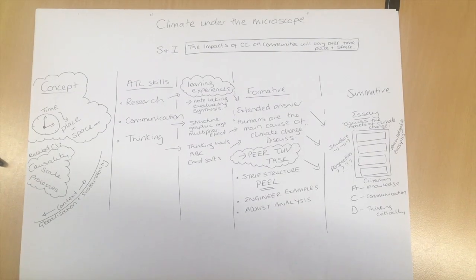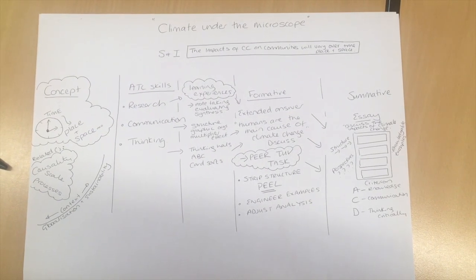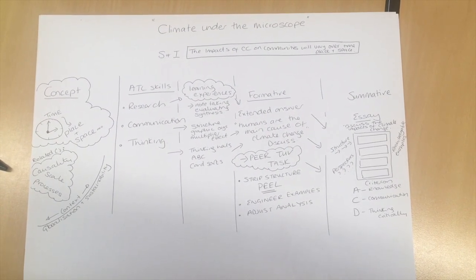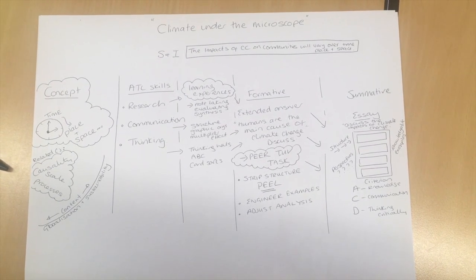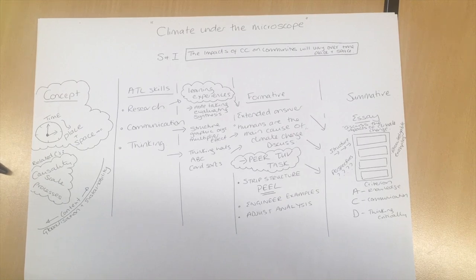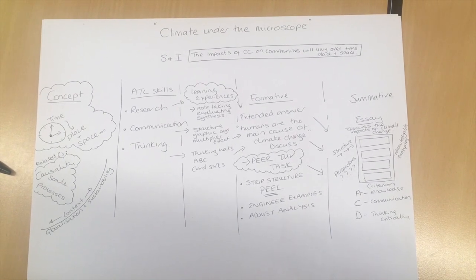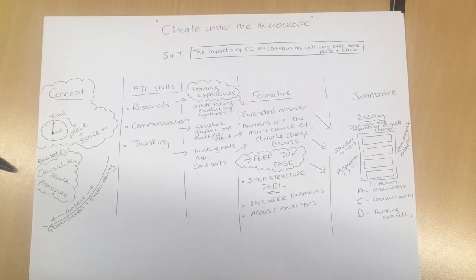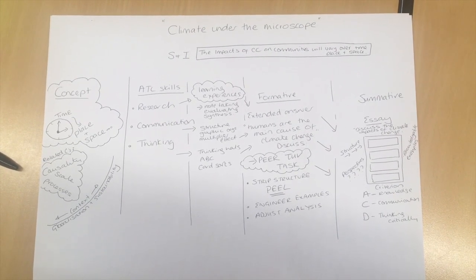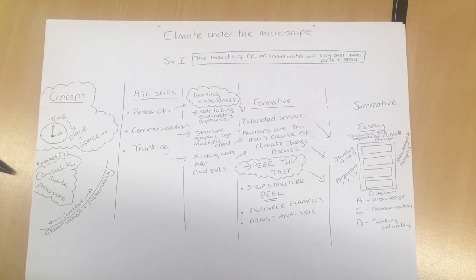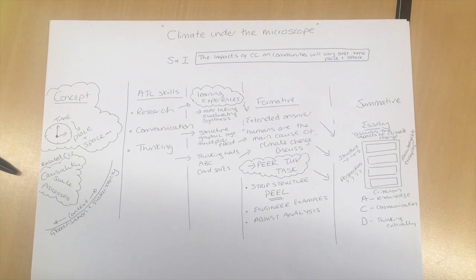Okay, so in summary, here is my unit on one piece of paper. On the right hand side we have the summative. The summative strands link to the formative practice. The formative links to and is supported by the learning experiences, and those come from the ATL, which have been decided at the beginning, and that is embedding ATL.